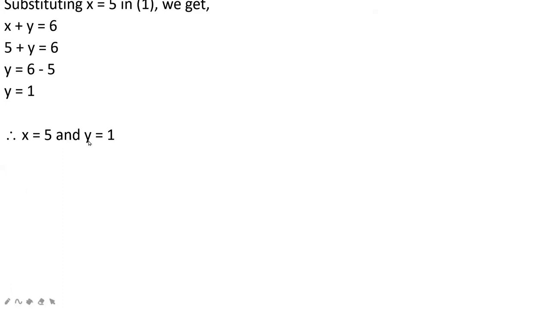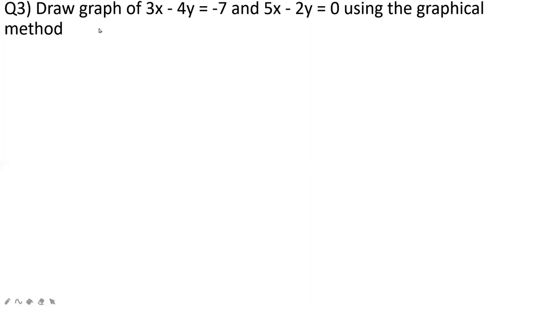If you solve the two equations using any other method, that is a simultaneous method, then you will not get marks for it. But if in the question it is not mentioned, it is just given that solve these two equations, then you can solve the two equations in any method you like. Okay, so let us move ahead and solve one last question.